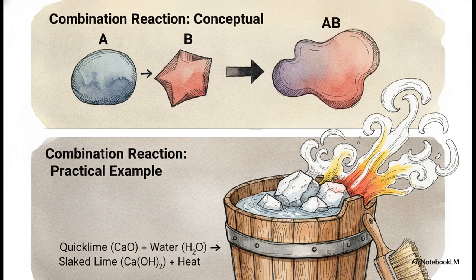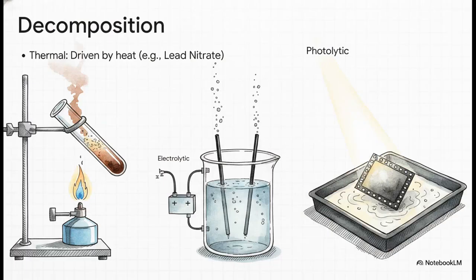It's a highly exothermic reaction, which means it aggressively releases a massive amount of heat. Fun fact, this exact mixture is traditionally used to whitewash the walls of buildings. On the flip side, we have decomposition, which is exactly what it sounds like, the total opposite. One reactant breaks apart into two or more simpler products. But here's the thing. To break those chemical bonds, you have to force them apart using energy.